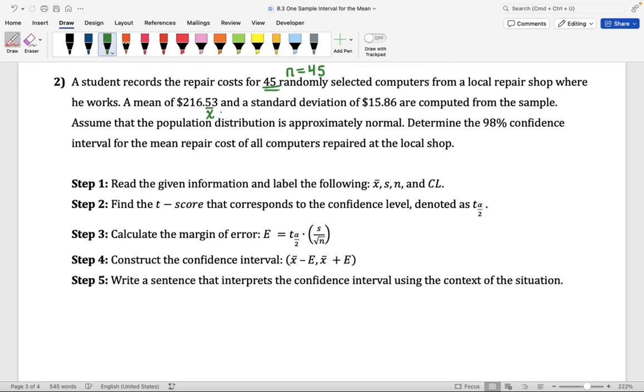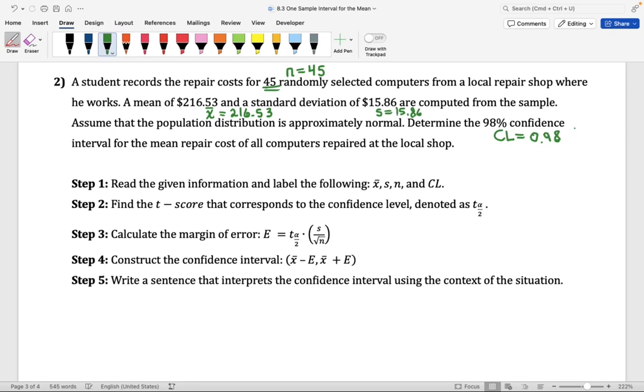Remember, X bar is the mean of the sample. And it also says that the standard deviation, computed from the sample, is 15.86. So this is the value of S. Now it says, assume that the population distribution is approximately normal. Determine the 98% confidence interval for the mean repair cost of all computers repaired at the local shop. Okay, so this 98% is the confidence level. CL is equal to 0.98.